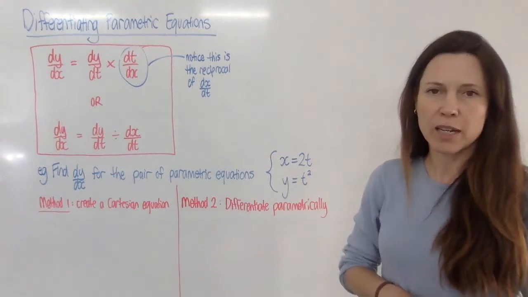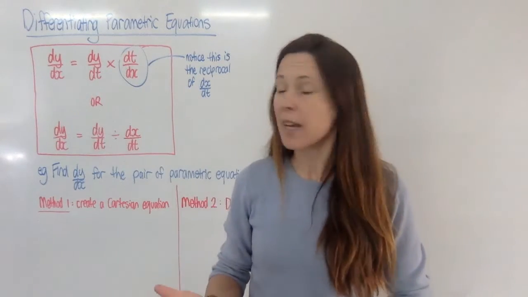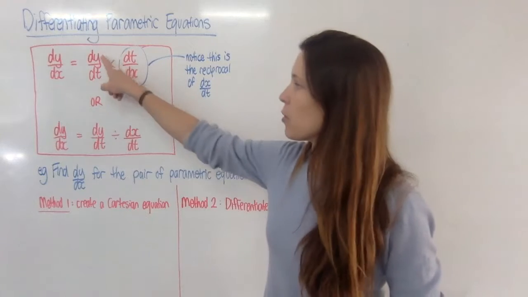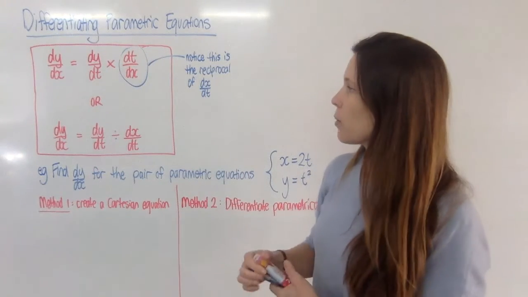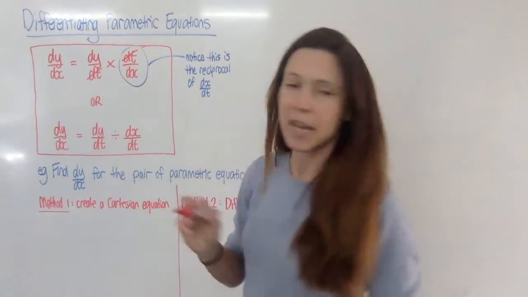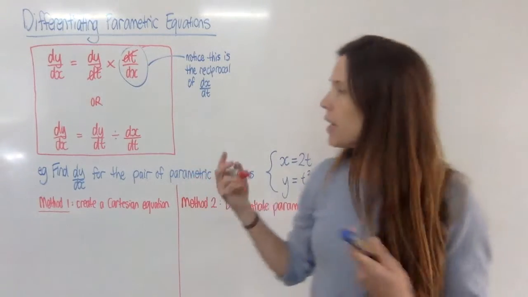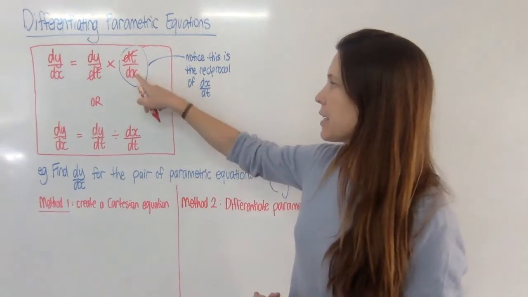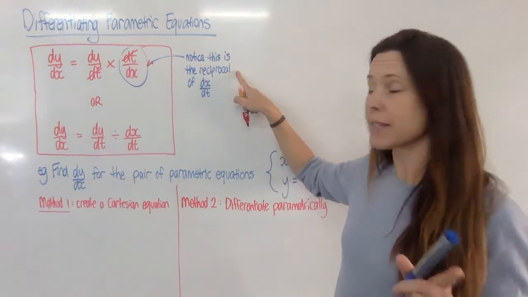Now, the trick that we're looking at here is finding dy dx when we don't have dy dx, but we do have dy dt and dt dx. Notionally here, what we're looking at is the fact that the dt's will effectively cancel out and give us dy over dx. Now, how are we going to get dt dx? Well, you might notice that this is just the reciprocal of dx dt.